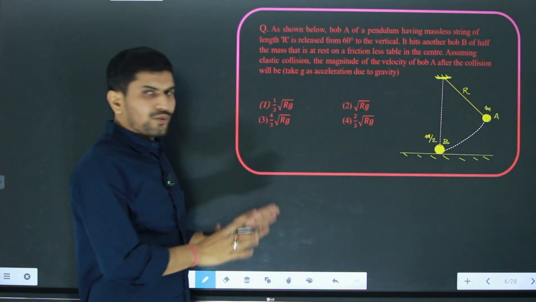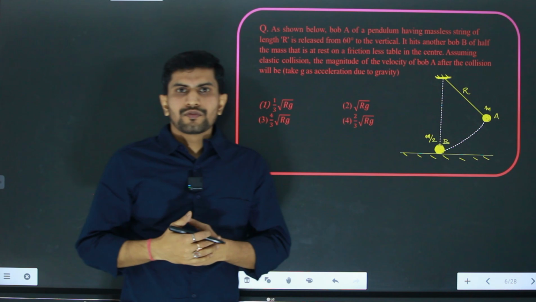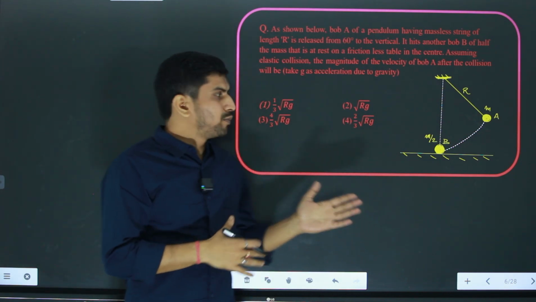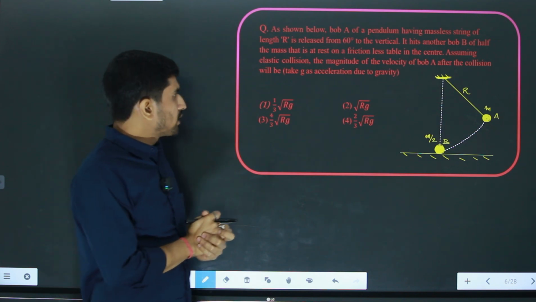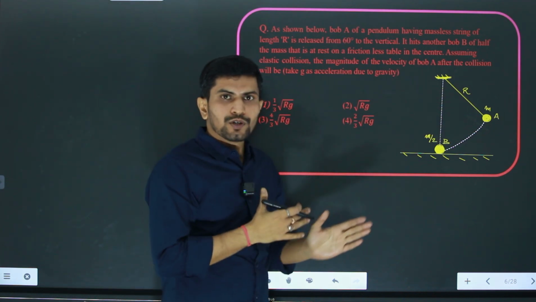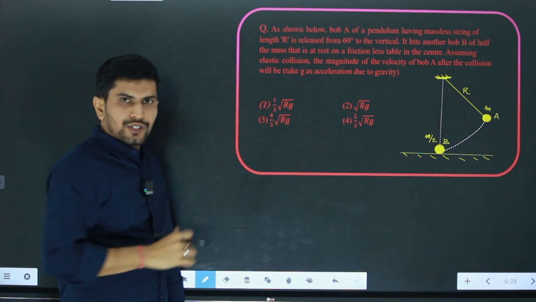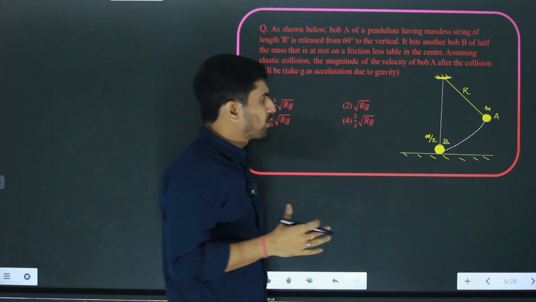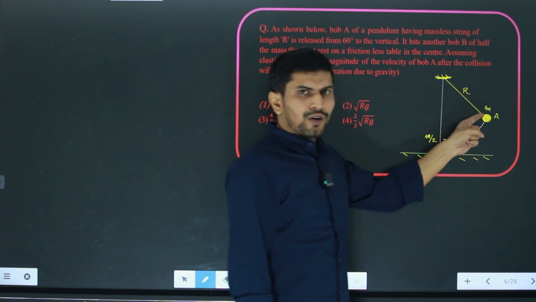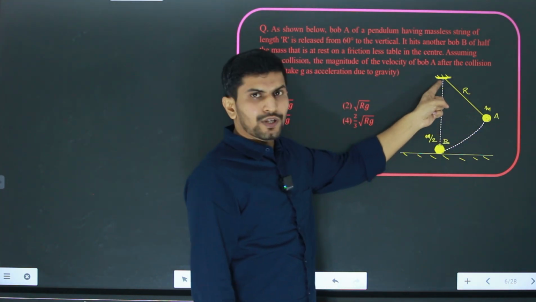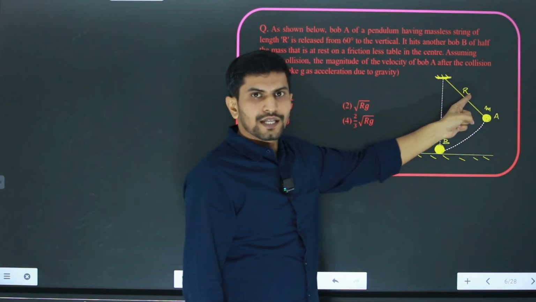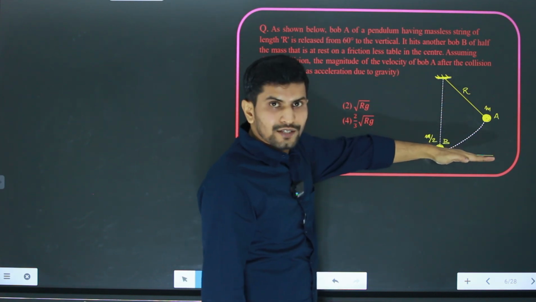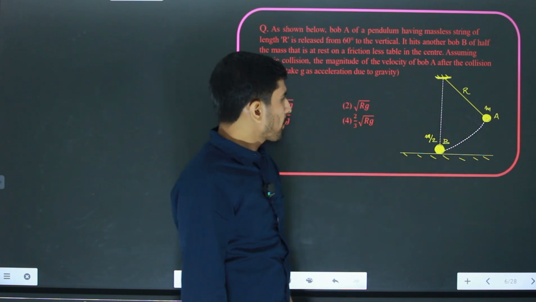All right, the next question talks about the conservation of energy and collision. It belongs to the collision topic, nonetheless the conservation of energy will also be applied here. Let's read the question with the help of the diagram. We have one bob A connected with a light string of length r to a ceiling, and this is a frictionless horizontal plane.